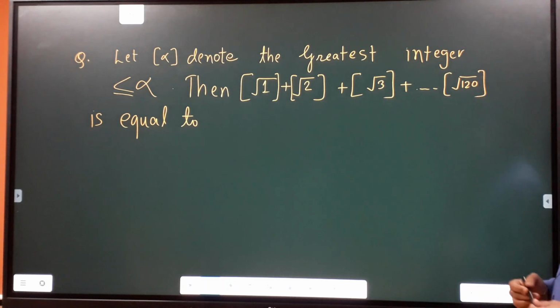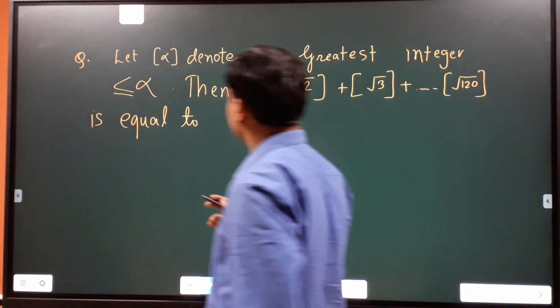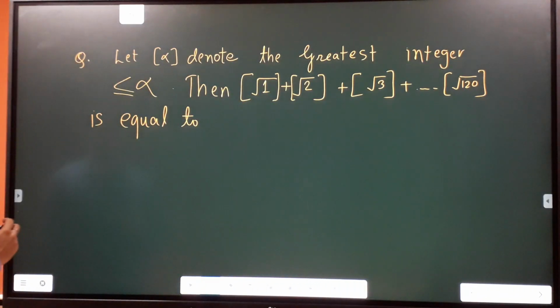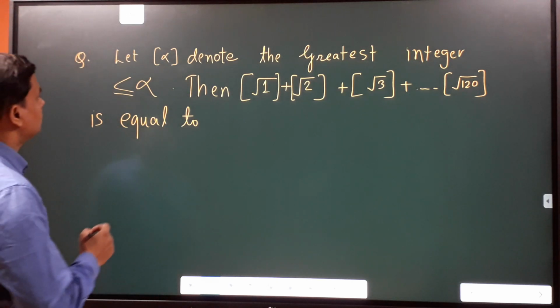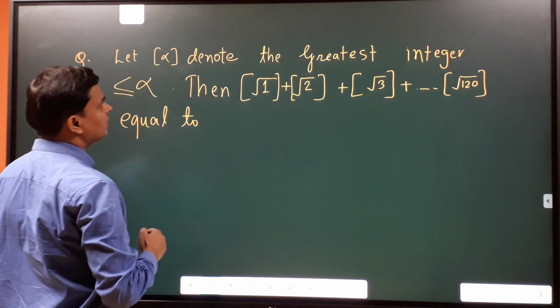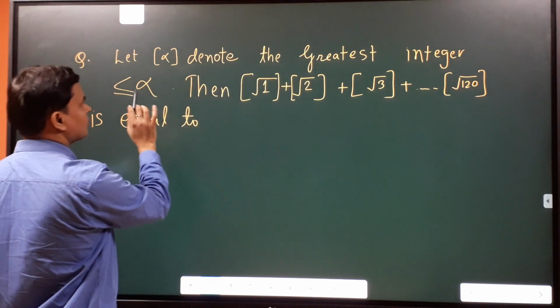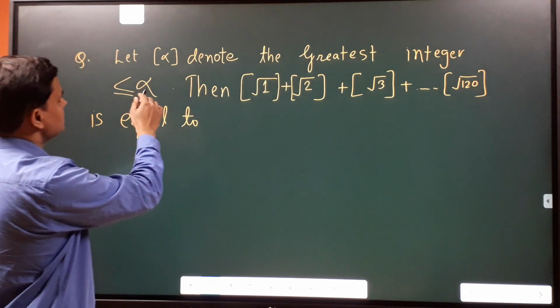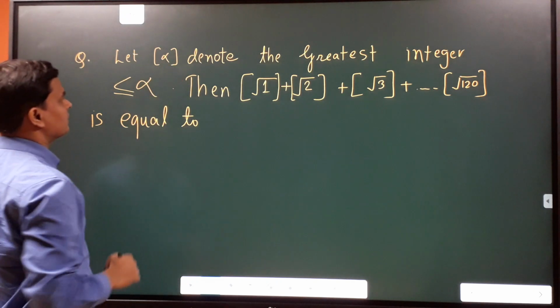This is a question from functions, and this is a previous year question of 2023. So let us first read the question. The question says, let GIF of alpha, that means greatest integer function of alpha, denote the greatest integer less than or equal to alpha. Okay, that means it is the symbol of greatest integer function.